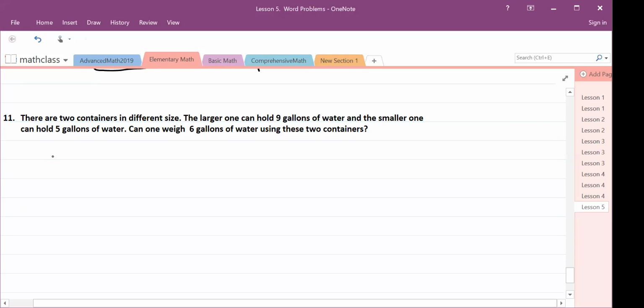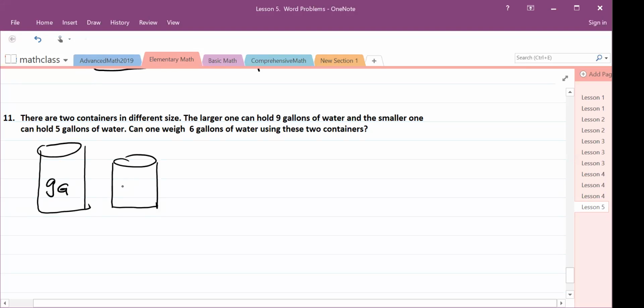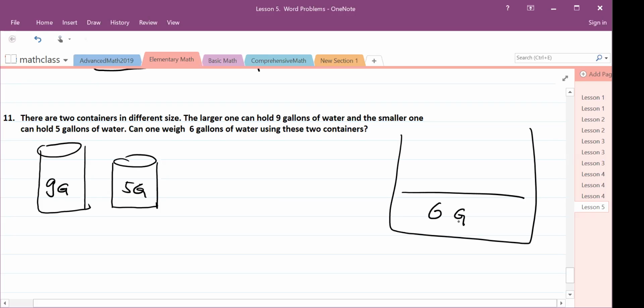All right, so we have a 9 gallon. This is a 9 gallon. The smaller one is a 5 gallon. And we have a larger tank here. We want to get 6 gallons. Okay, how can I use these two containers to get 6 gallons of water? All right, can you try? Can you do that? Think about it.